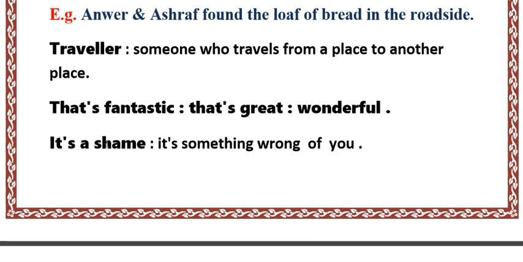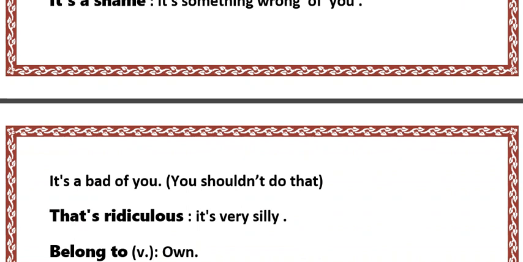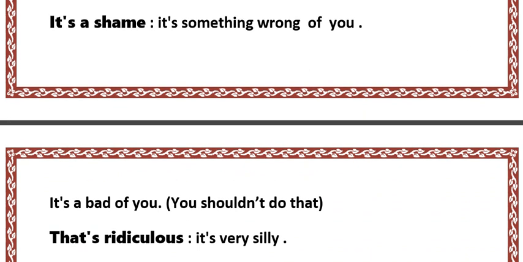Expression number two and the three for bad things. When you don't like something, you say the coming expressions. Expression number two is, it's a shame. It's a shame means it's a bad view. You shouldn't do that. When any friend of you makes something that you don't like, and you want to say to him, you shouldn't act like that, or you shouldn't do something like that, okay? You can say, it's a shame on you, okay?